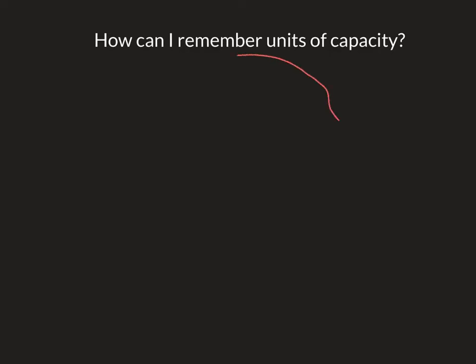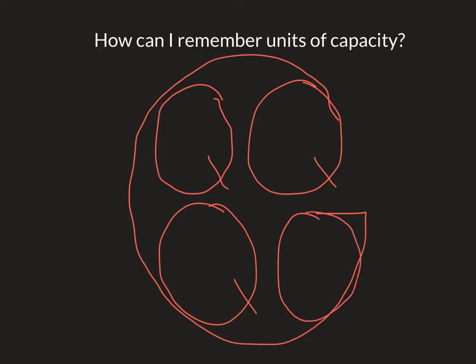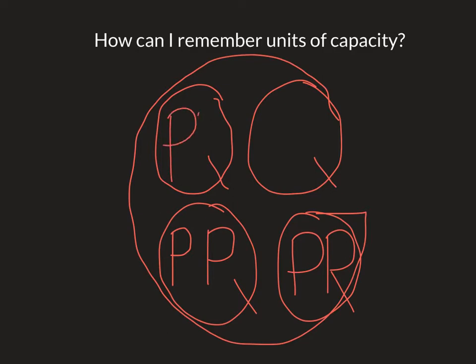So we have the big guy, the gallon. And inside the gallon, we can fit 4 quarts. And inside each quart is 2 pints. So how many pints fit within a gallon? 2, 4, 6, 8 pints are in a gallon. How many quarts in a gallon? 4 quarts are in a gallon. And then in each pint, we can fit 2 cups.